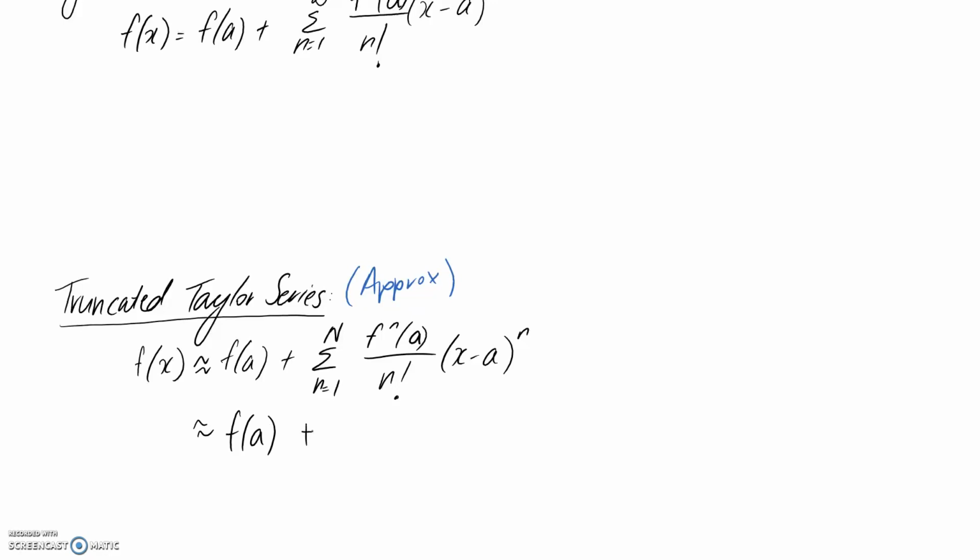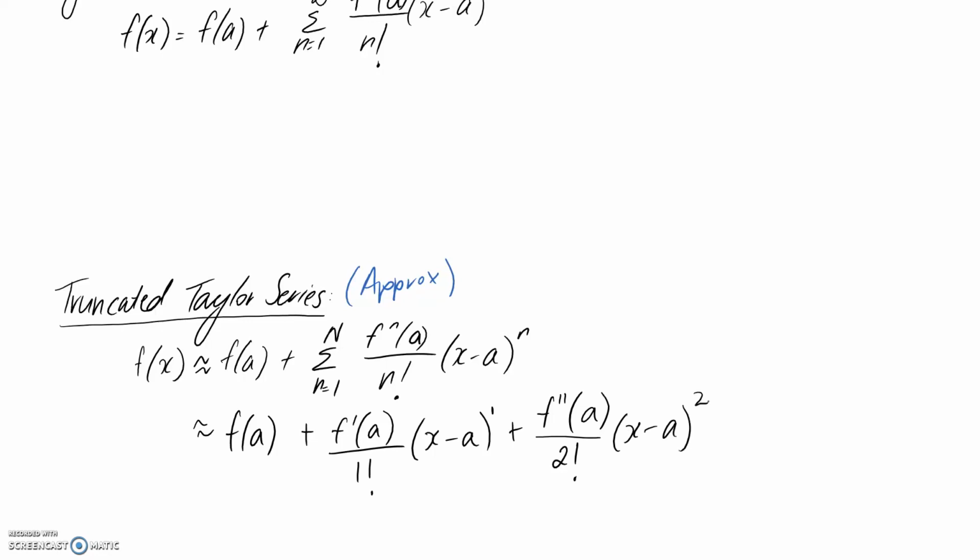So we're going to have f of a. We start with n is equal to 1. If we substitute that in, we're going to get f dash of a over 1 factorial, times x minus a to the power of 1. Now we'll go to the next integer, which is n is equal to 2. We'd end up with our second derivative evaluated at a, over 2 factorial, times x minus a to the power of 2. That's where the second order polynomial comes in, because if you expand this out, you're going to end up with an x squared.